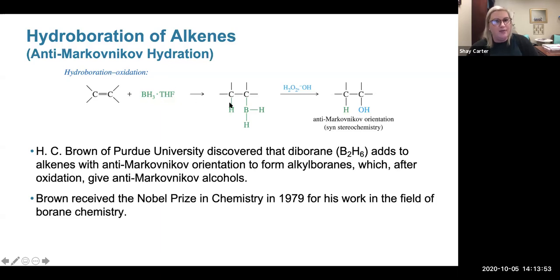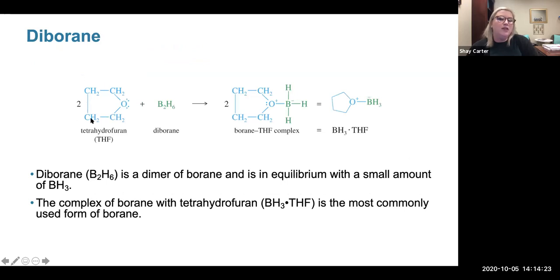We can do a hydroboration reaction, and we add the hydrogen to one side, and it creates an alkyl borane, okay? It adds a BH2 to the other side, and then when we do the oxidation reaction with peroxide, like hydrogen peroxide, we end up with our OH group on the hydrogen side, okay? So in an anti-Markovnikov addition. So we can do this with diborane, okay? So here's how they create the BH3 THF, okay? So here's the tetrahydrofuran complexed with the borane.